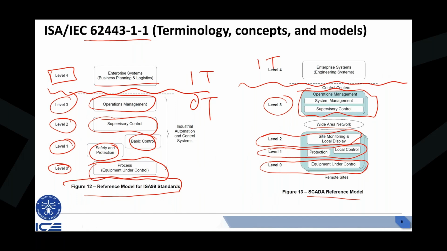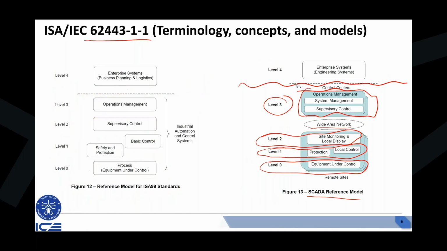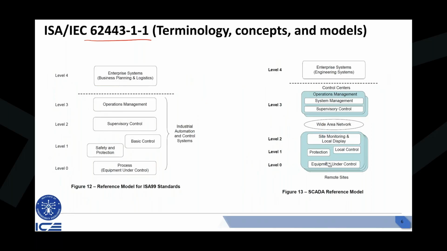Something that is very important to understand in the context of this Purdue model or the ISA reference model is that the reference model itself is not a cybersecurity model. I have heard some of the clients say that, well, we need to implement the ISA 99 reference model to achieve cybersecurity. That is not a correct statement, because the ISA 99 reference model has nothing to do with cybersecurity.